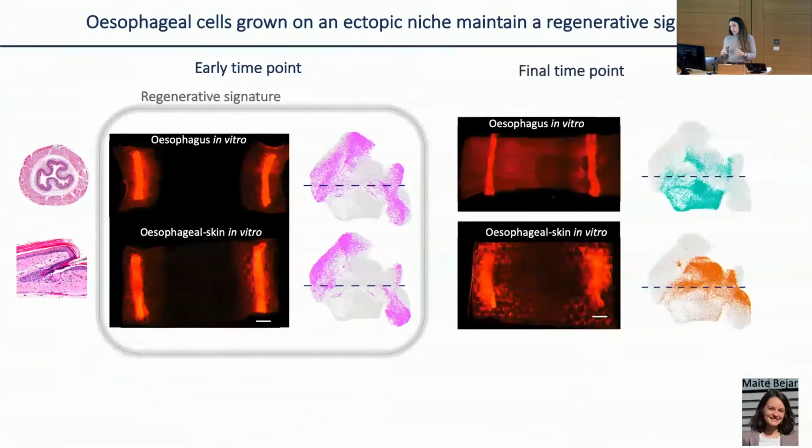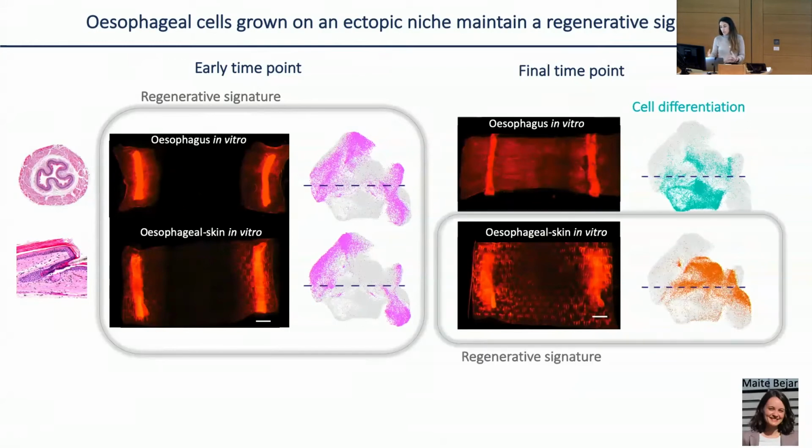However, at the final time point, we found two different profiles. As anticipated, esophageal cells grown on their native stroma had shifted towards the bottom of this UMAP projection and showed a more differentiated state, while cells grown on the skin stroma remained locked in an intermediate area, and they partially retained the regenerative signature that we had found in the earlier time point.